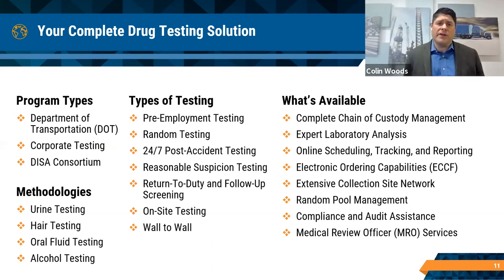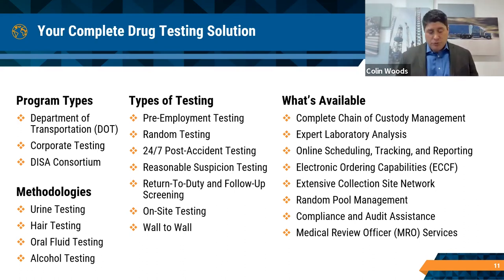And then with breath alcohol testing, the focus here is really regarding impairment. And so we want to identify whether or not that individual has alcohol in their system that could be creating an impairment situation. Whereas with these previous methodologies, we've been talking about drug detection that goes back anywhere from one day up to a few months. Types of testing, we perform all of them. And in most cases, our clients have requirements to perform each of these different test requirements.